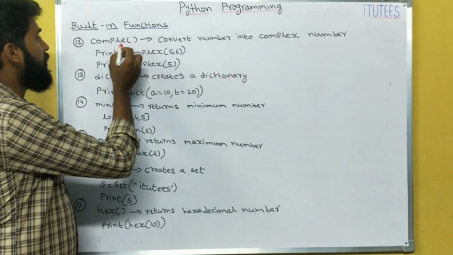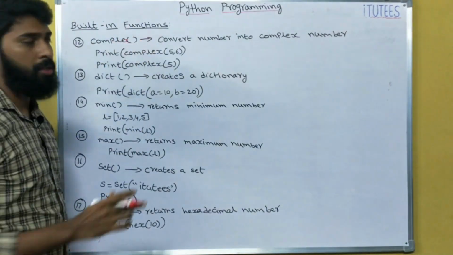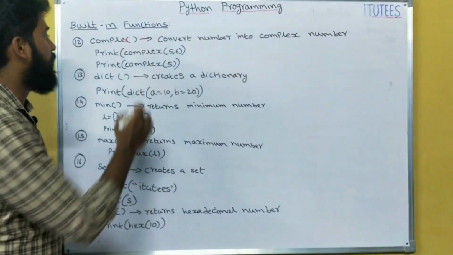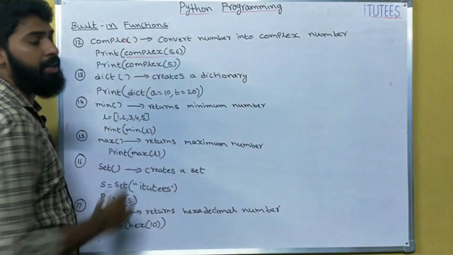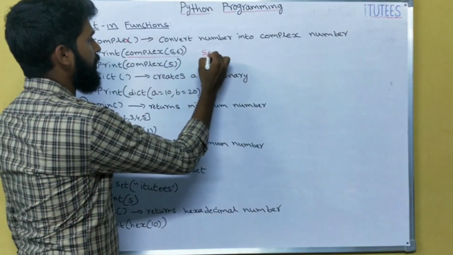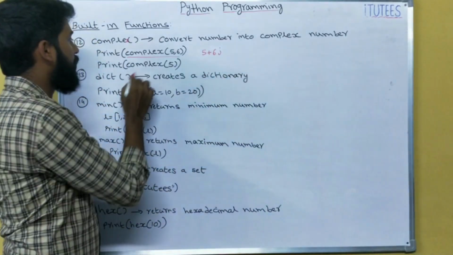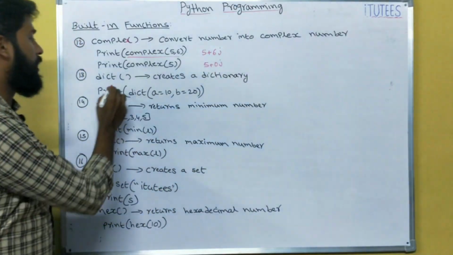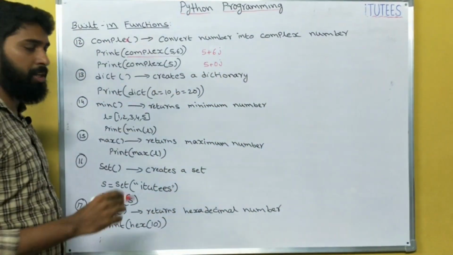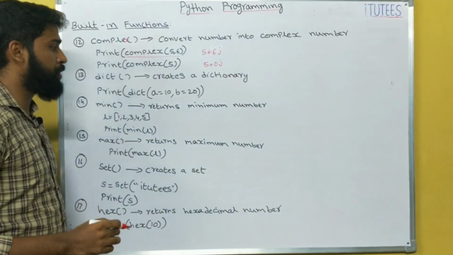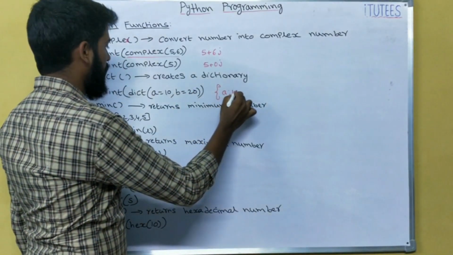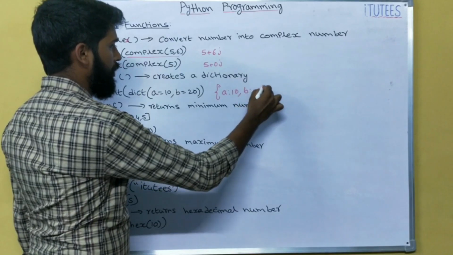Next function is complex. The complex function converts a number into a complex number. Complex of 5, 6 returns 5 plus 6j. Complex 5 means 5 plus 0j. The dict function creates a dictionary. Print dict of a equals 10, b equals 20. It prints a: 10, b: 20.